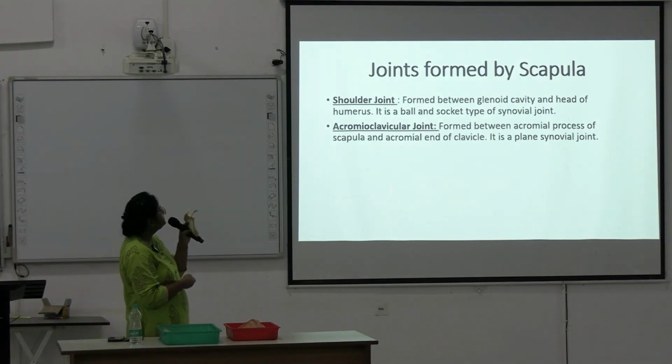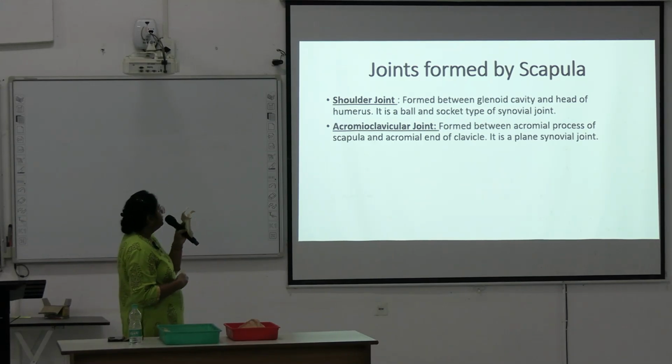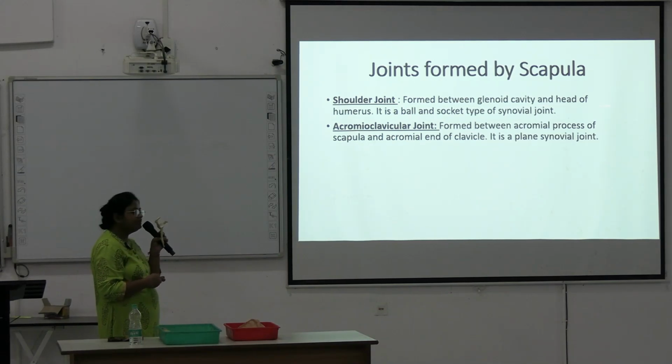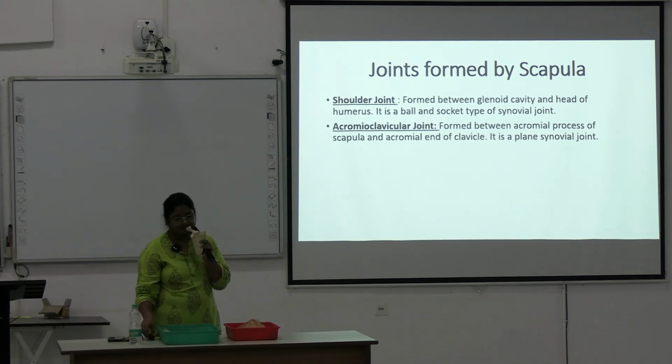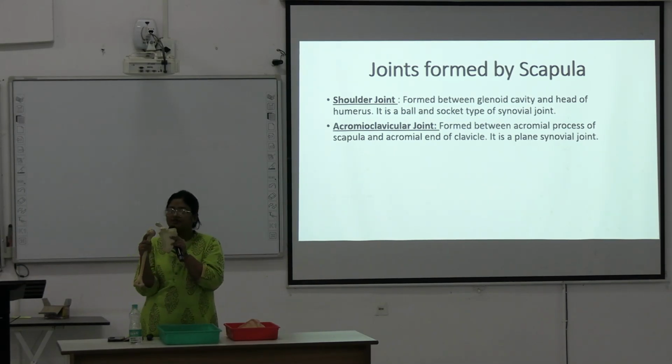Now this is also important: joints formed by the scapula. It takes part in two joints. The shoulder joint is formed between the glenoid cavity and the head of the humerus. It is a ball and socket type of synovial joint. See here, this is the glenoid cavity and here is the head of the humerus. The head of the humerus forms the ball and the glenoid cavity forms the socket. Like this it forms the shoulder joint, a ball and socket type of synovial joint.